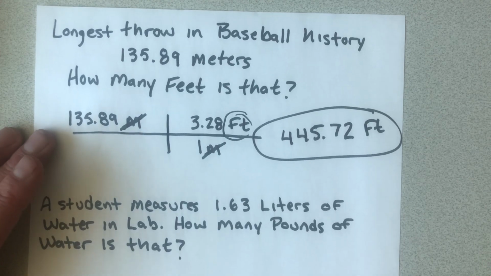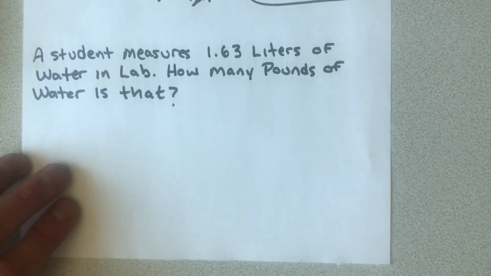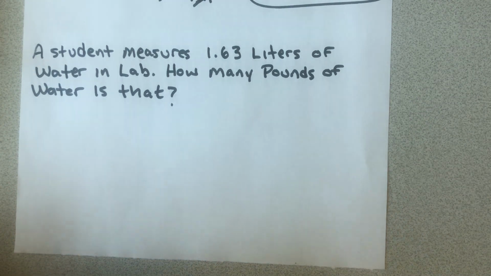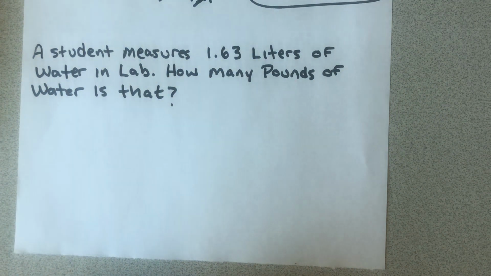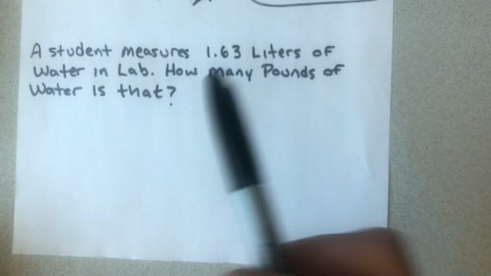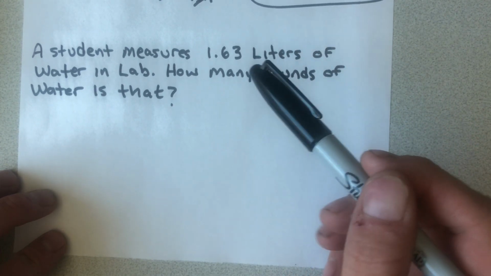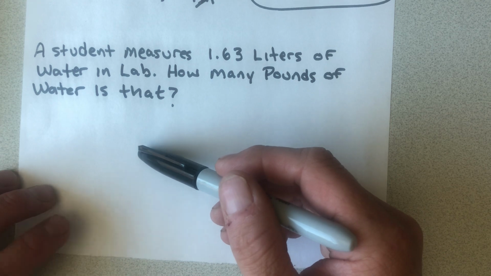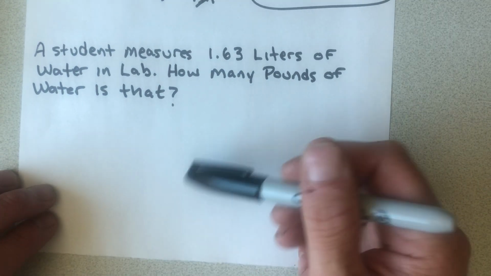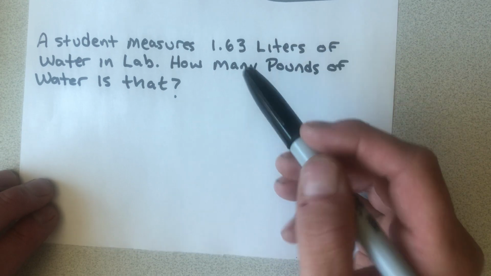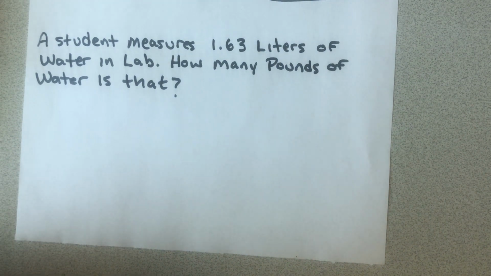All right, let's do a couple more. So here's another measurement one, and it reads, a student measures 1.63 liters of water in lab. So that's a measurement. How many pounds of water is that? So this one, you might not have a single conversion factor that's gonna work for you. Like, I don't really know off the top of my head a conversion factor between liters and pounds, because different substances have different weights and things like that.